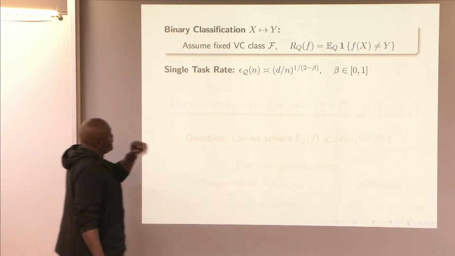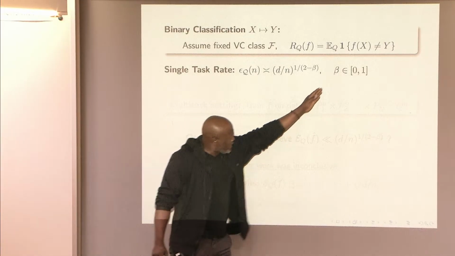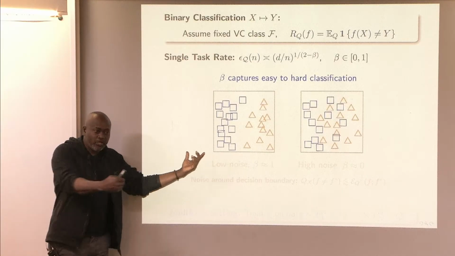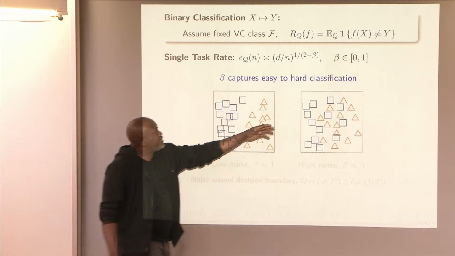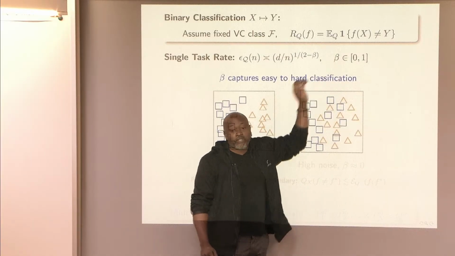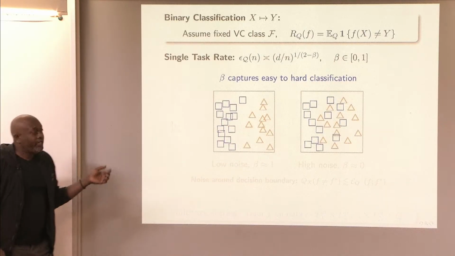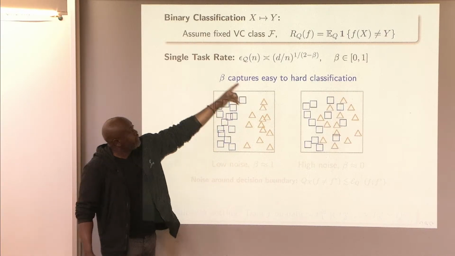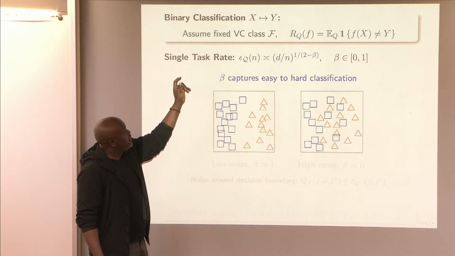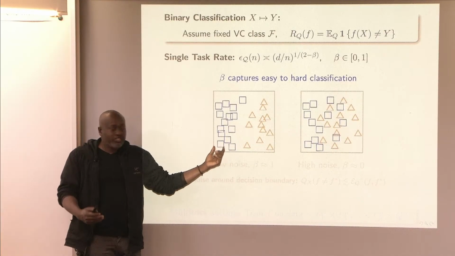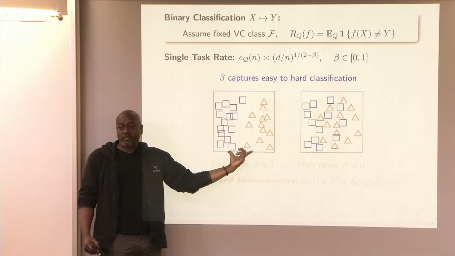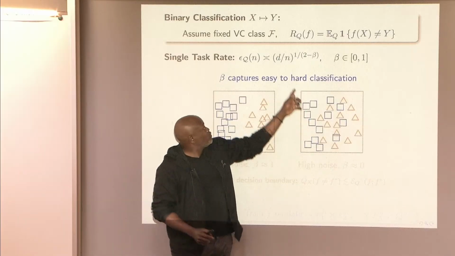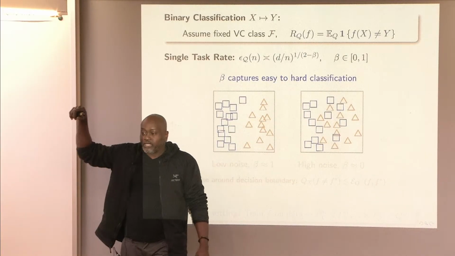The beta is to capture the intuition of easy to hard classification problems. It will turn out that how well I can do in multitask will depend on the beta also. For now, I won't quite define it, but just imagine that beta is one that's low noise conditions. That will be, we have margin around the decision boundary. And beta is 0 is the general case. That's when you get a rate of the form 1 over square root n.